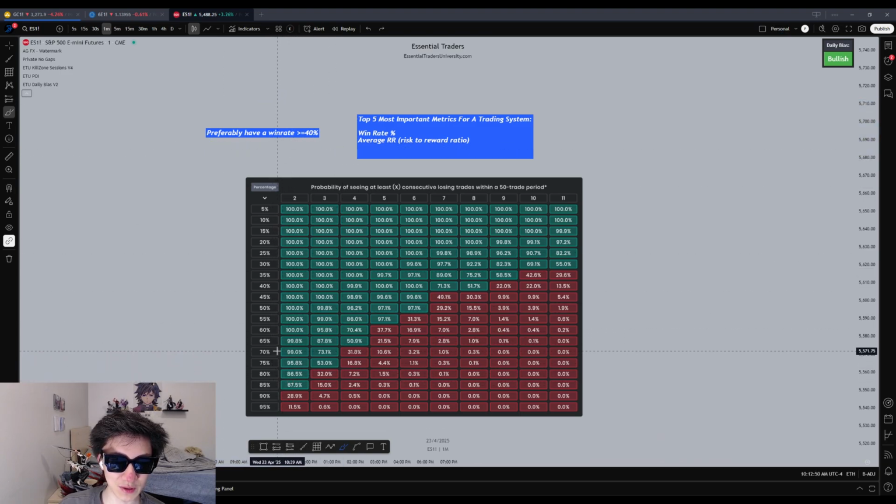You can see if you have a 70% win rate or higher, this is when you're pretty safe from drawdown in terms of losing streaks. You typically won't lose, even within a whole year, it's very rare for you to lose even, I'd say, 6 trades in a row. Very, very rare. But of course, you could still lose 3 trades in a row with a 70% win rate. Even at 75%, you can still lose 3 in a row.